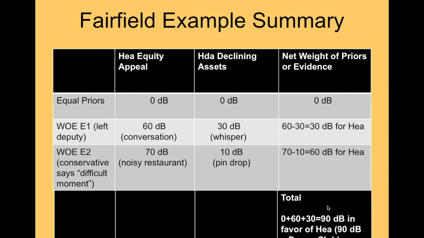So we just add these up, 30 and 60, and now we have 90 decibels in favor of the equity appeal explanation. And remember, 90 decibels is like the noise in a dance club. It's really strong evidence that we're going to put a lot of confidence that the equity appeal is the proper explanation for why this change in tax policy took place.